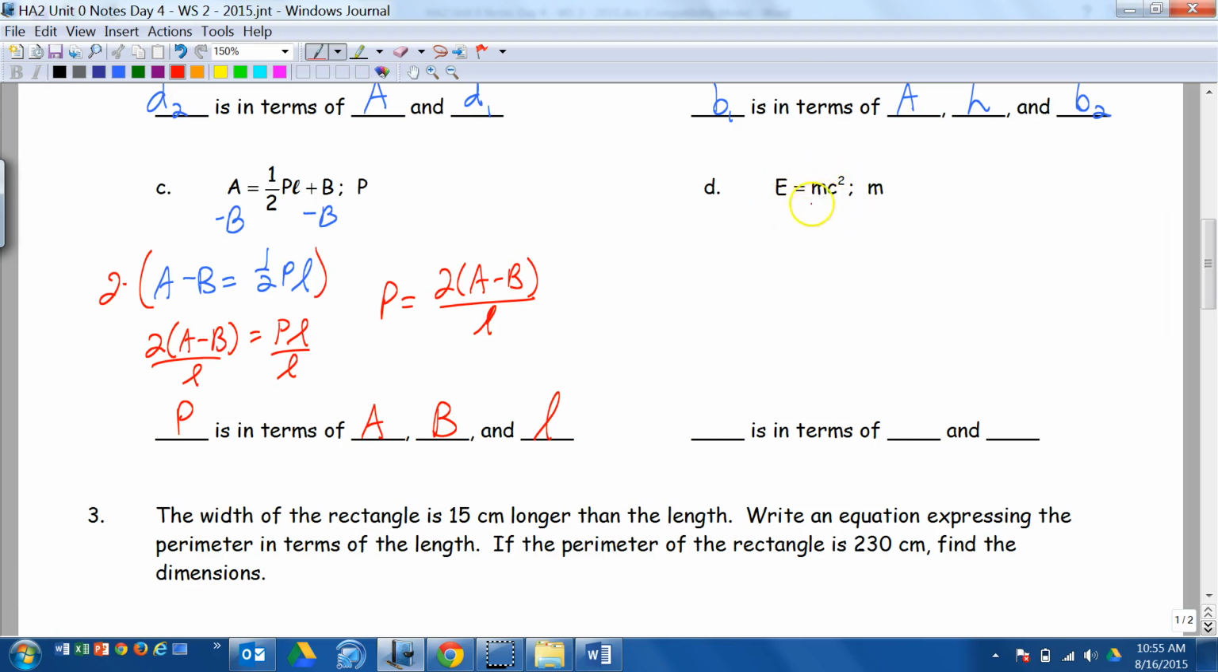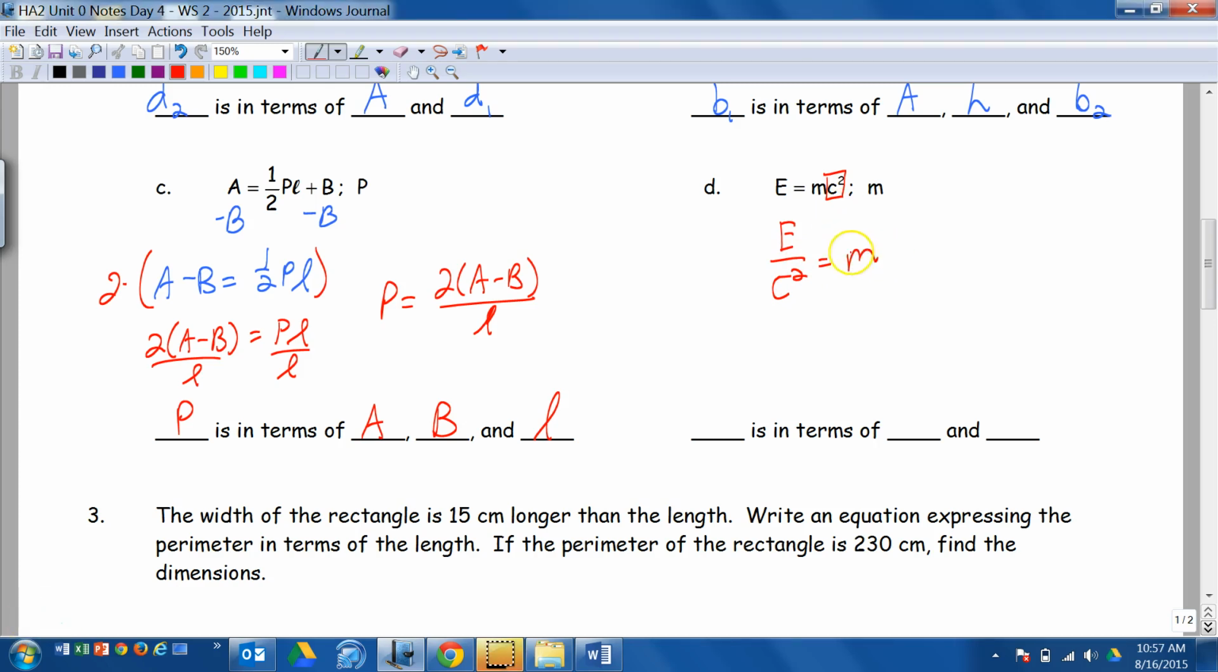This is the energy equation. You're going to learn more about that in science. So we can divide by c squared. Okay? E over c squared is equal to m. Now that we have the equation, we can write down here.